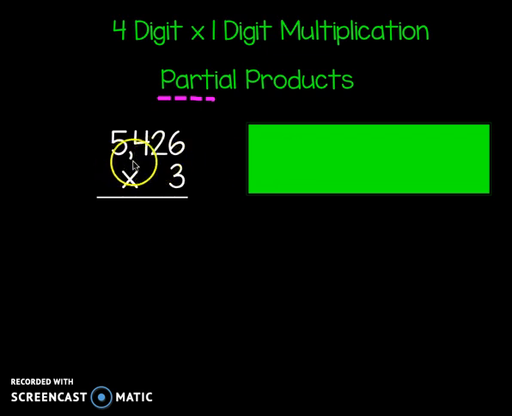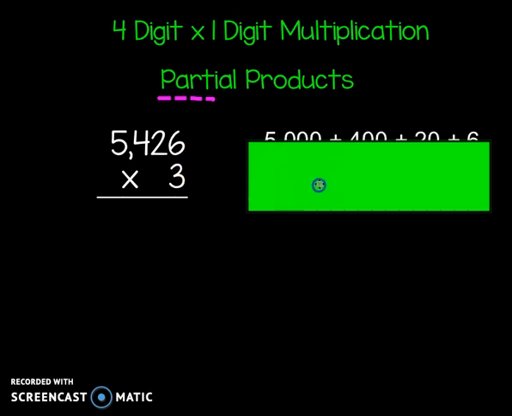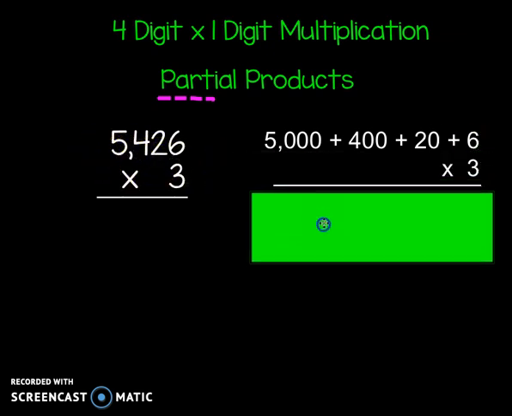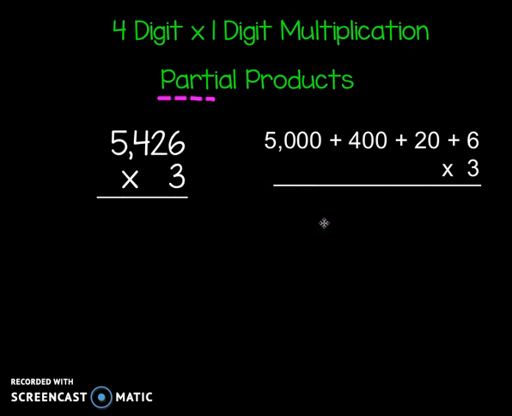Well, remember, when I break out that 5,426 into its parts, I expand it out. And here's the expanded view. 5,000 plus 400 plus 20 plus 6. There you go. It all matches up. And we're going to multiply that by 3.